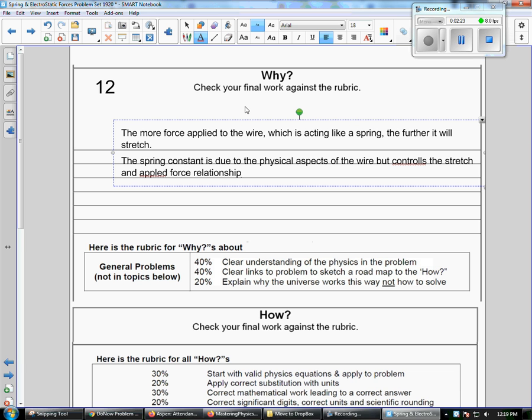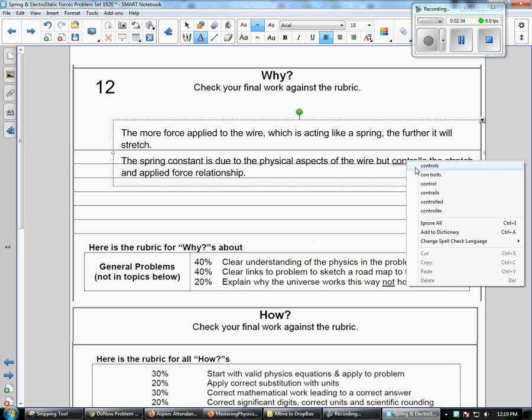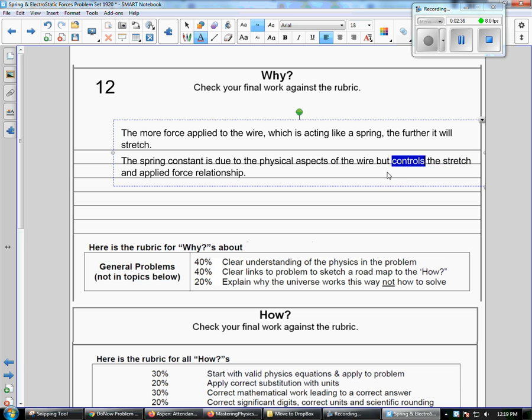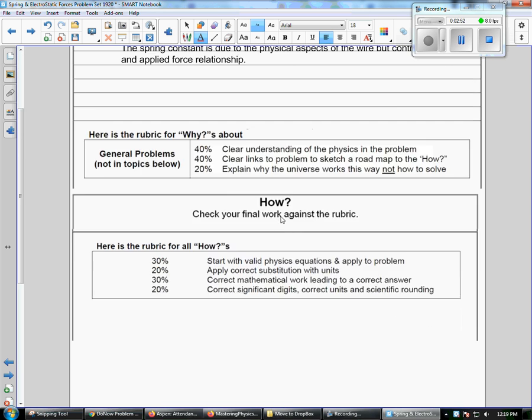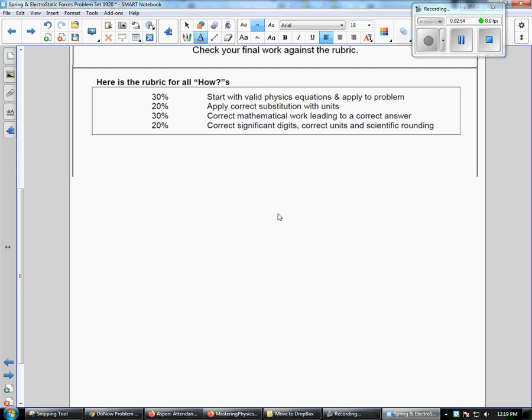relationship. I mean, this problem is so kind of, I don't want to say basic, but in a sense, basic, it's really, hey, you know, this is Hooke's law when it comes down to it, so your Y is going to be very basic. Good on the wire question? Let's go on down to our how here.